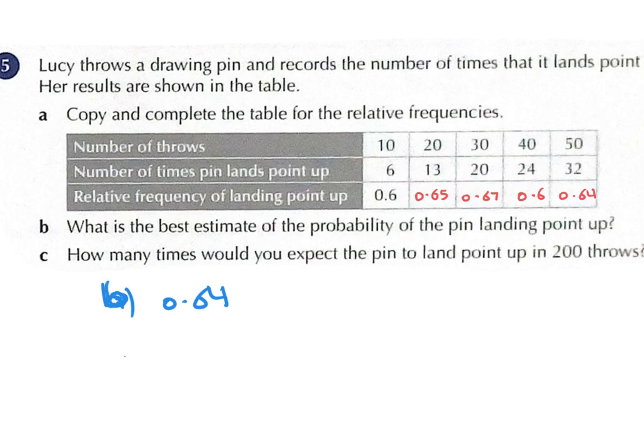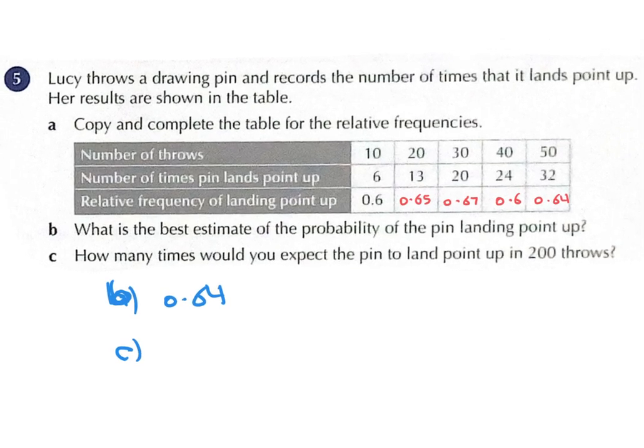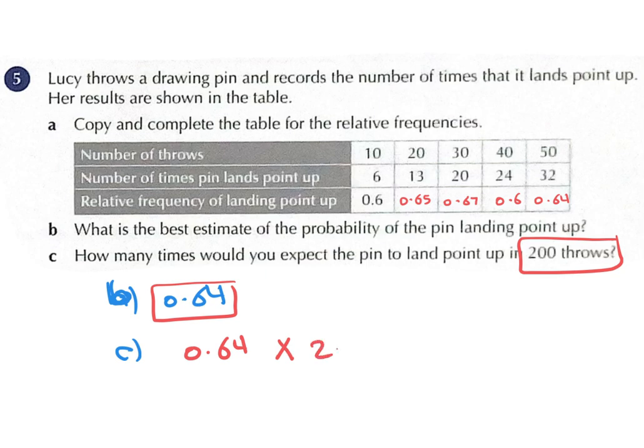Now C. How many times would you expect the pin to land point up in 100 throws? Yes. We get the best estimate for the probability to land up. Now if you throw 200 times, how many times do you expect it to land up? Multiply, the same. To find the expected number, multiply the best estimate for the probability, which is 0.64, by the total number of times. Equals 128. 128. Is it hard?